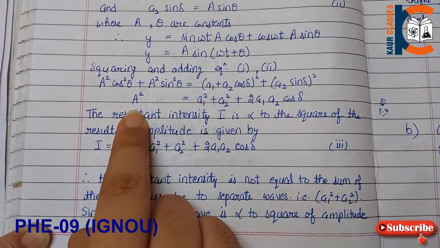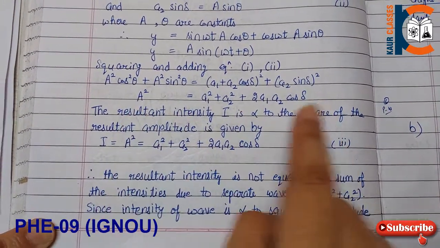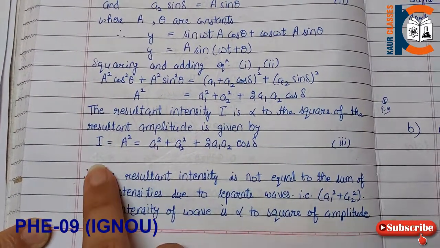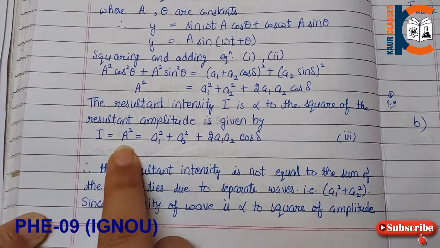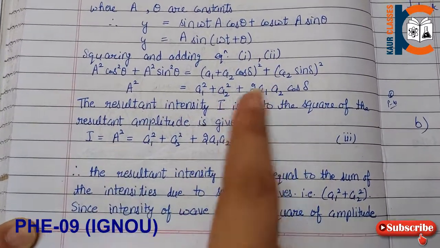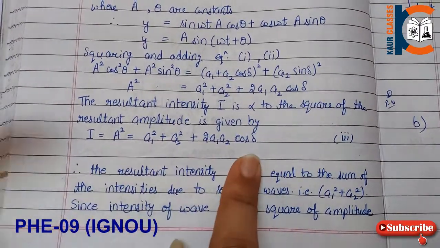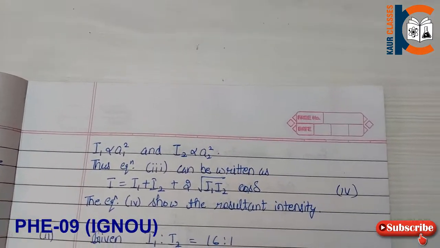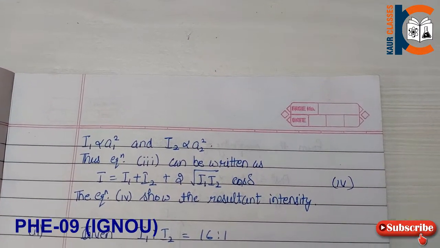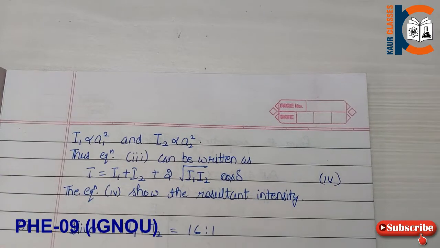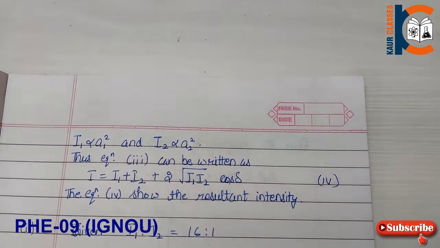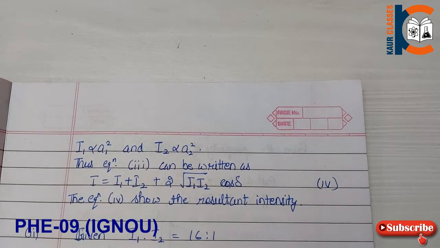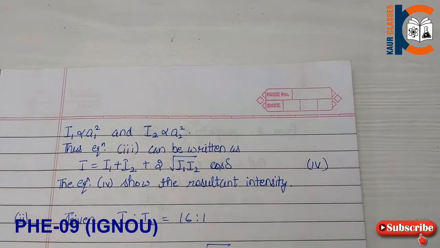We are left with the value A square having this formula, and intensity equals the square of the amplitude, which equals A square with this value. This is the resultant intensity. It means that I1 is proportional to a1 square and I2 is proportional to a2 square. This equation can also be written as I1 plus I2 plus 2 root I1 I2 cos delta. So this equation shows the resultant intensity.